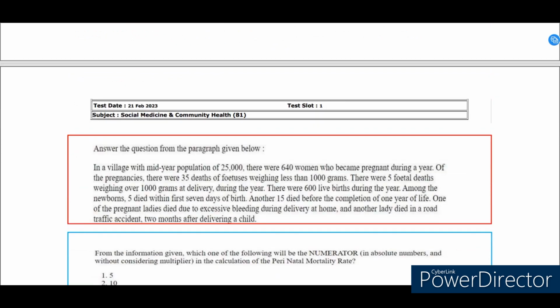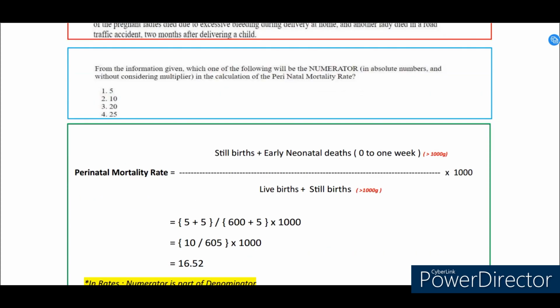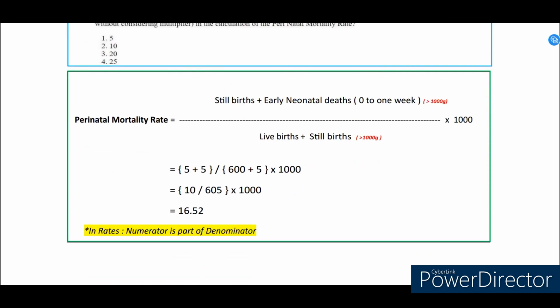Now coming to the second question, they are asking you to calculate the perinatal mortality rate. In order to answer these types of questions, we should be thorough with the basic formulas and the basic concepts. So what exactly is perinatal mortality rate and what is to be in the numerator and denominator? The usual formula for perinatal mortality rate is stillbirths plus early neonatal deaths divided by total births, that is live births and also stillbirths. The international formula is they just added the age, okay?